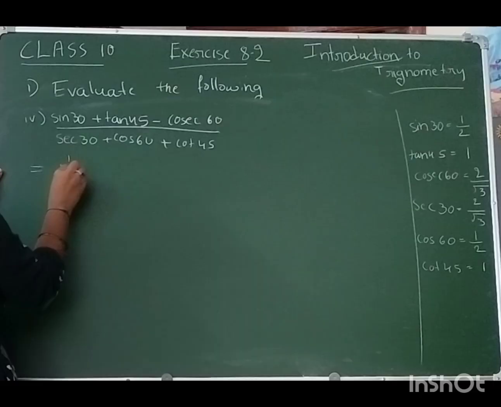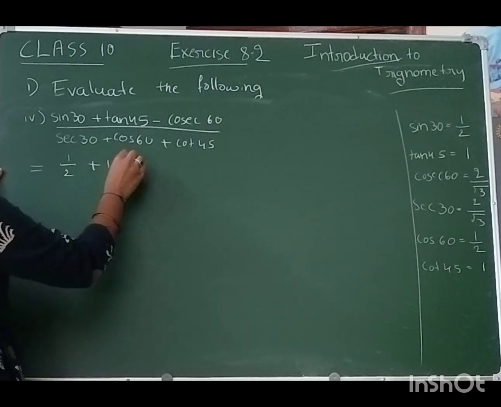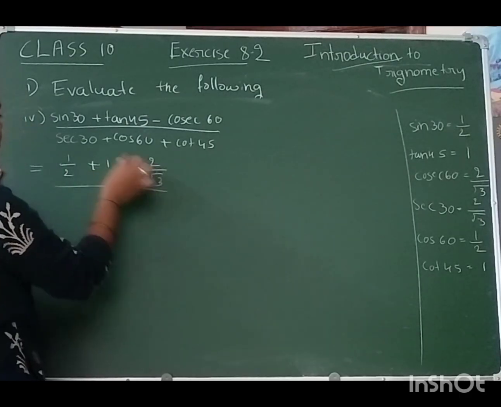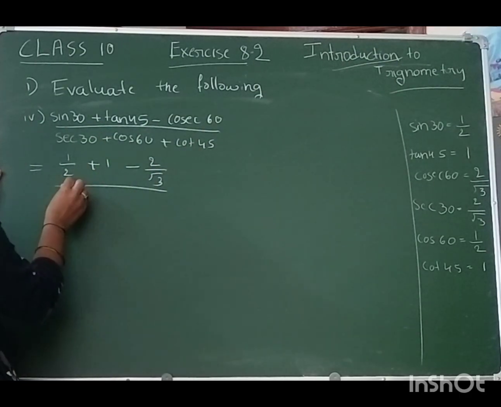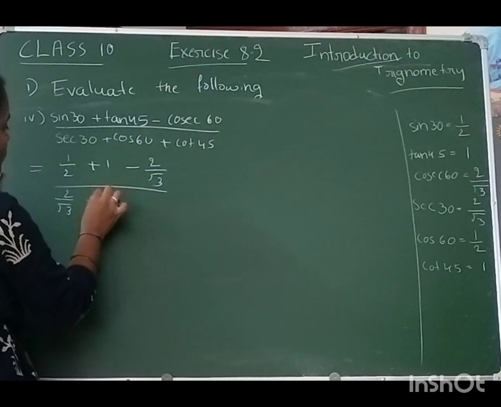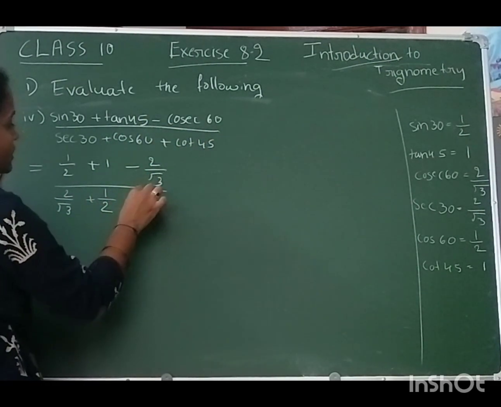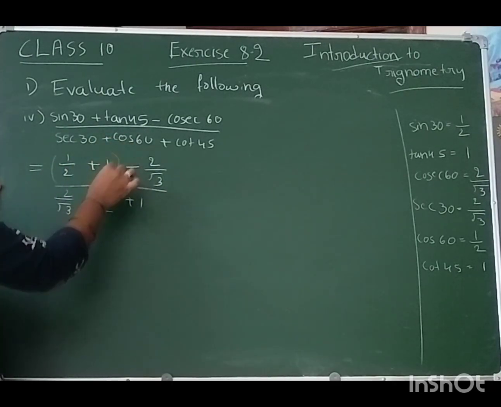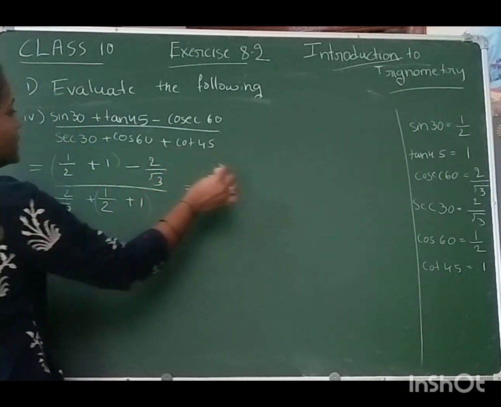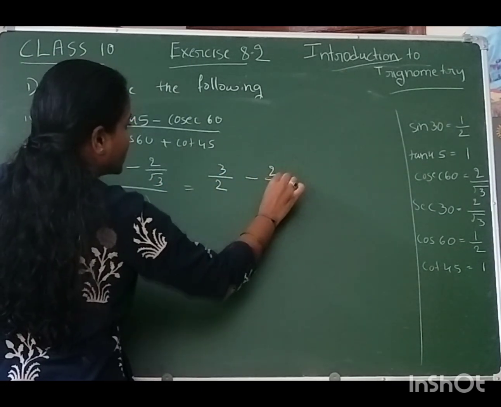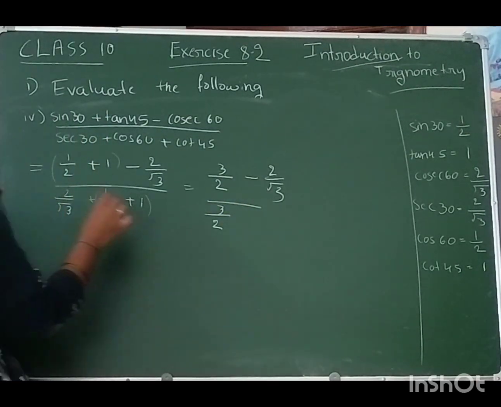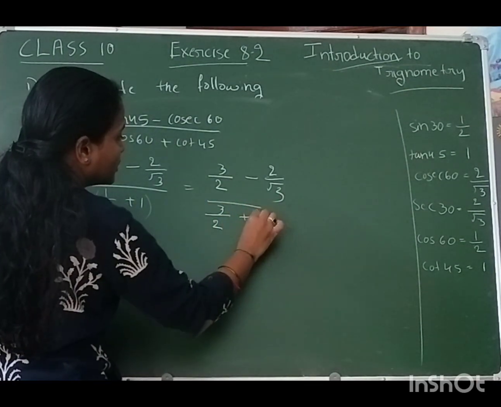So sin 30 is 1 by 2, tan 45 is 1, minus cosec 60 is 2 by root 3, whole divided by secant 30 is 2 by root 3, cos 60 is 1 by 2, and cot 45 we know is 1. So we'll club these two terms to simplify. So 1 by 2 plus 1 will become 3 by 2 minus 2 by root 3. We'll write the denominator in a similar form, 3 by 2 plus 2 by root 3.